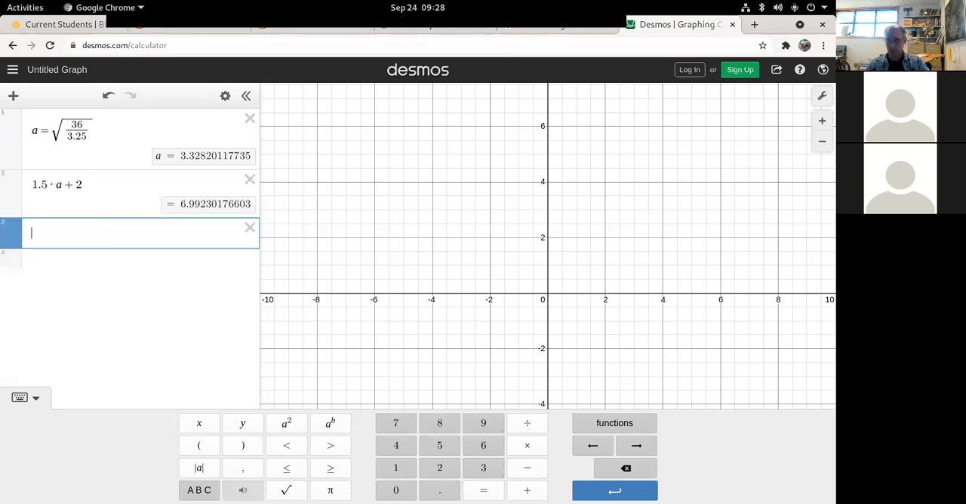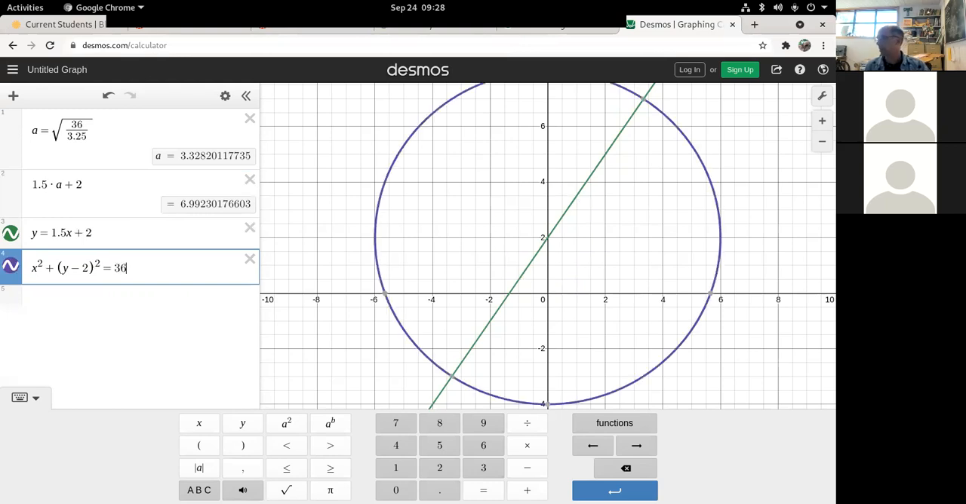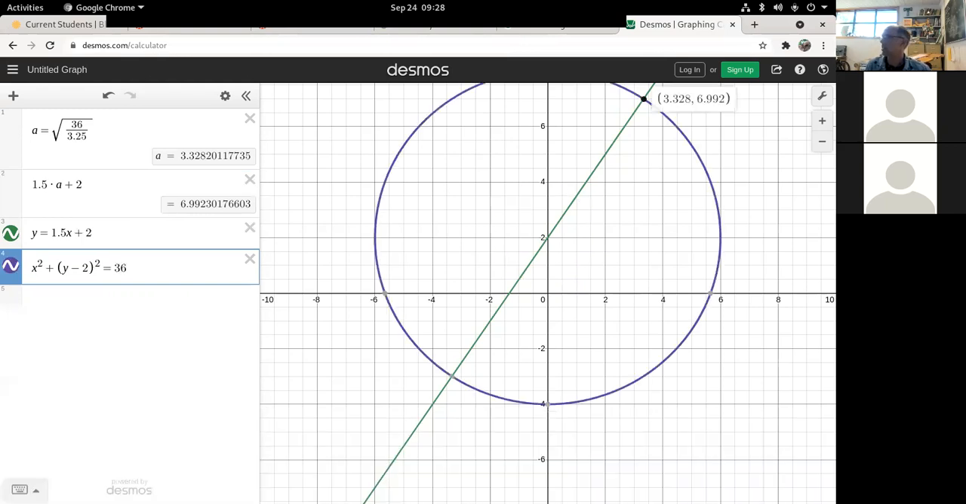We can take it a step farther to check it by graphing each of these. y equals 1.5x plus 2. And we know the equation of the circle, which was x squared plus parentheses y minus 2, I believe, squared equals 36. And then I should be able to click on that point and see it is 3.328, 6.992.